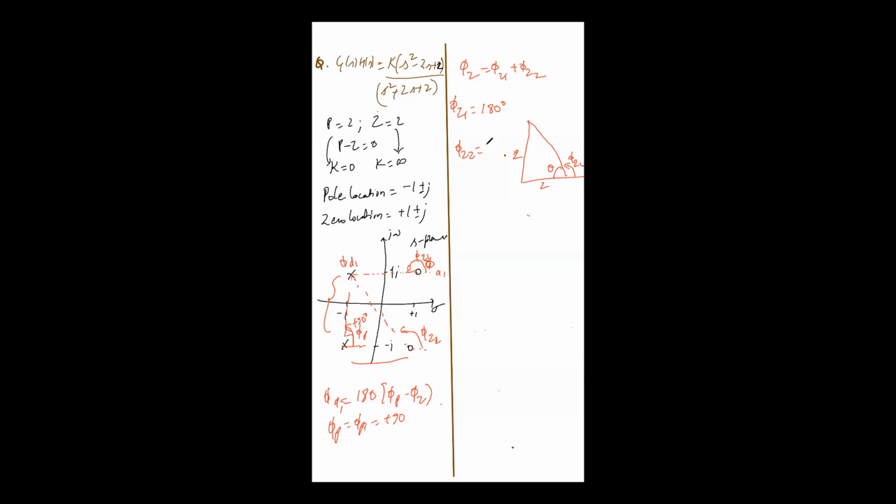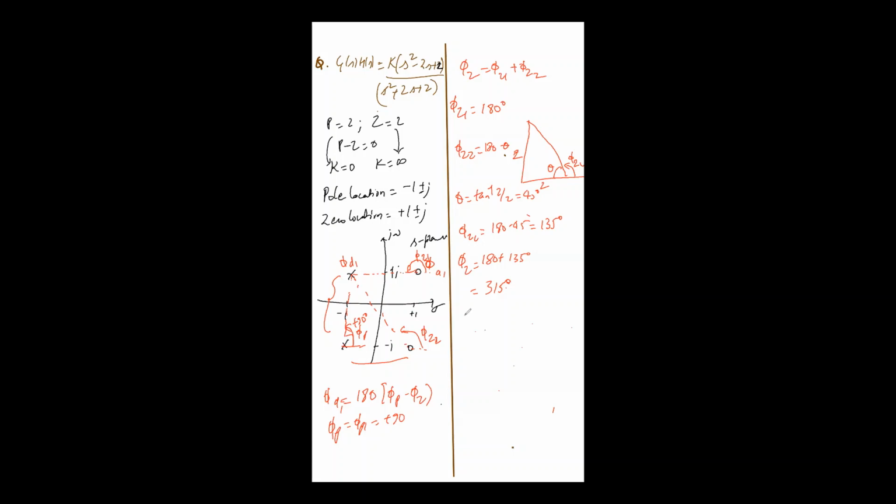So that will be equal to 180 degree minus theta. Theta is tan inverse of 2 by 2, which will be 45 degree. So phi z2 will come out to be 180 minus 45, equal to 135 degree. So phi z2 you have calculated, phi z1 you have calculated. So phi z will be equal to 180 plus 135, which will give me 315 degree.